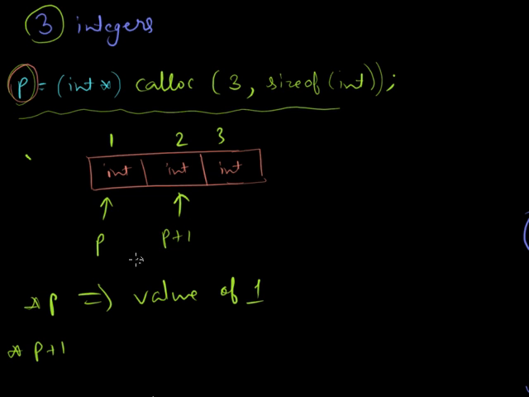Just now we did pointer arithmetic. When you increment a pointer, it actually points to the next integer or next data type. So we incremented the pointer, p+1 points to the next int. So *(p+1) gives the value of the second integer, and this is by p+2. P+2 points to this, *(p+2), right? Third.